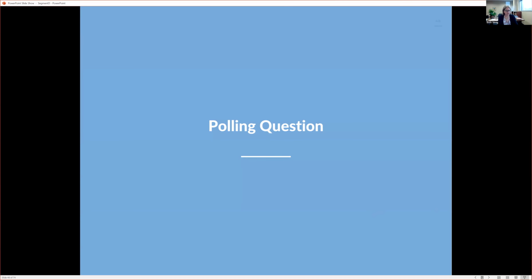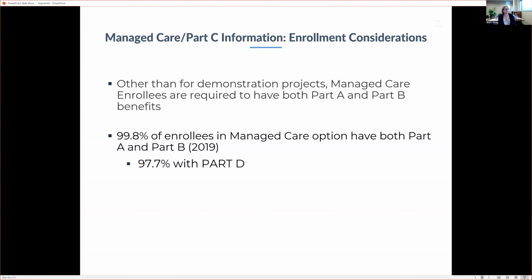So with that, we're going to talk about Part C. So that was sort of a non sequitur a bit. Enrollment considerations. So managed care enrollees are required to have both Parts A and Part B, and almost 100% do. Every once in a while, somebody tries a demonstration project, a VA demonstration project or something, but really that is settled, the question of Part A only is pretty much gone.